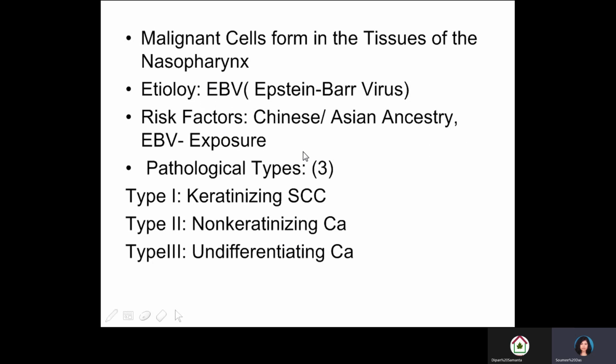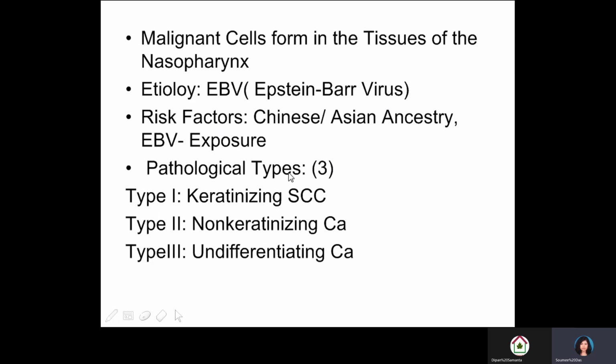The risk factors. Number one is race. Which race is more prone to develop NPC? Chinese and Asian ancestry. That means this particular cancer is more common in the Asian race, so the origin of the patient itself is a risk factor for NPC to develop. The next risk factor is EBV exposure, that means exposure to this particular virus.